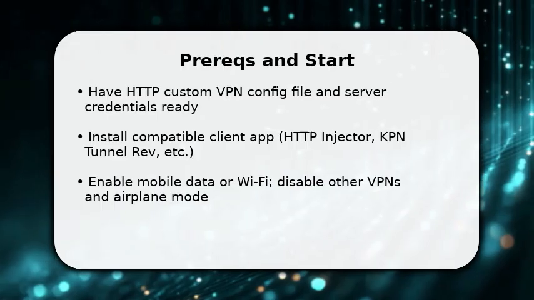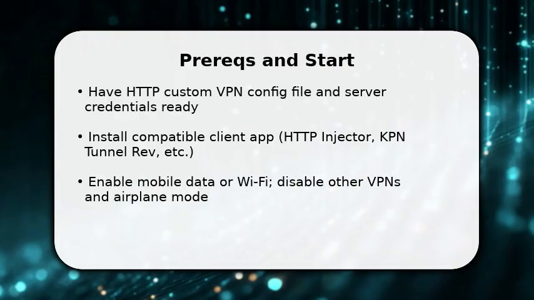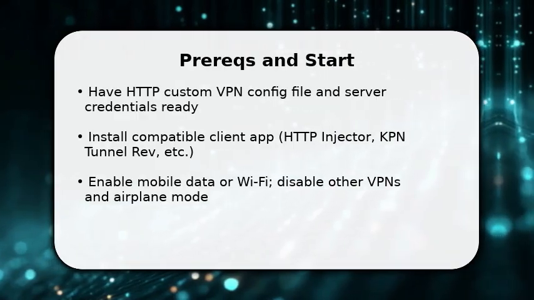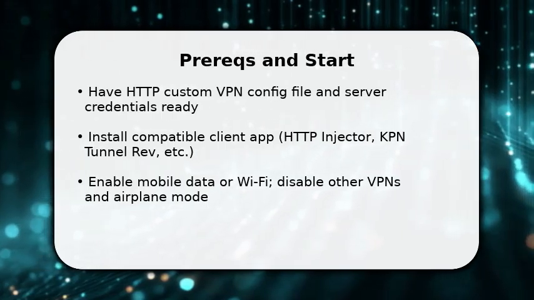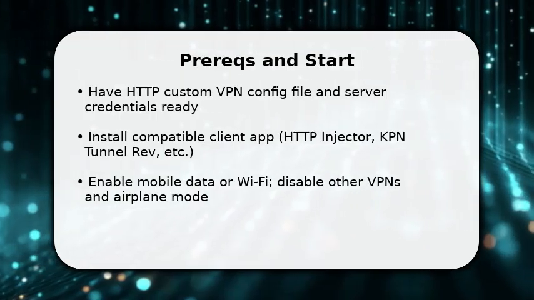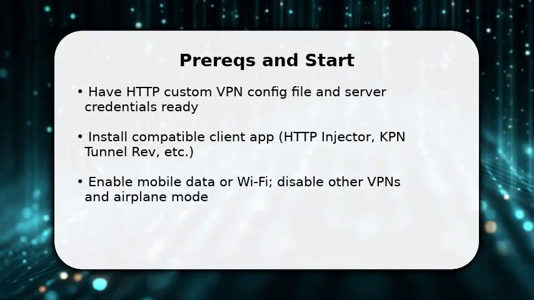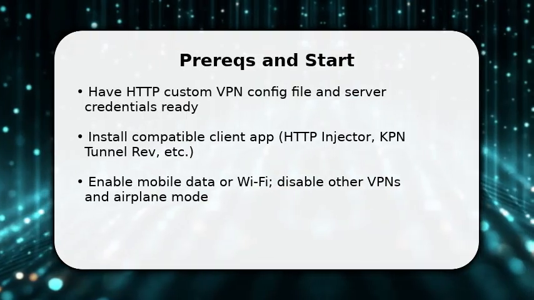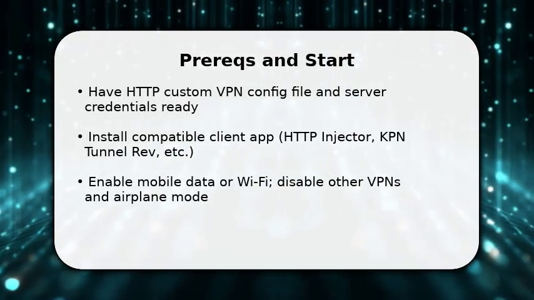You already have the essentials: a config file, server user/password, and a compatible client. First, install the client and grant network permissions. Then import or paste the HTTP custom payload and server address into the app. Make sure you select the correct transport and port. This determines whether the connection will pass your carrier's filters. Once done, save the profile and keep logs enabled for quick troubleshooting. This sets up the starting point for an HTTP custom VPN.